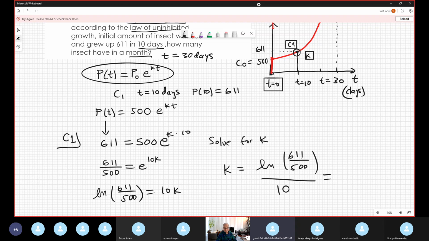One possibility is you put it in a calculator and you compute that. But what is the disadvantage of this? Okay, cancel out e.